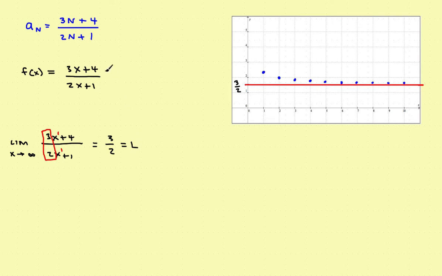So if the limit to the function is L, then the limit to the sequence is the same thing. So this implies that a sub n, the limit of a sub n as n approaches infinity would also be equal to 3 halves, and you'd be done. So there's the first example.